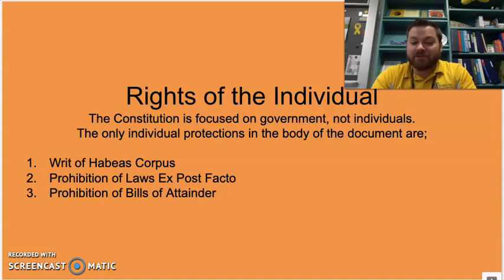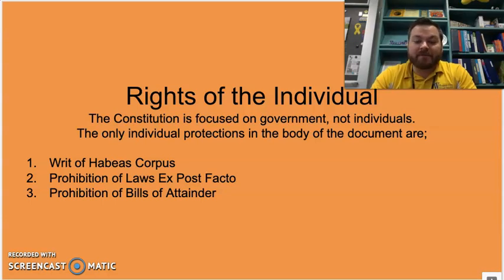Ex post facto says you can't pass a bill in 2020 and have it go into effect in 2015 because you don't own a time machine. And so laws can only go into effect from the moment they are passed forward. You can't prosecute people for breaking a law before it was actually the law.